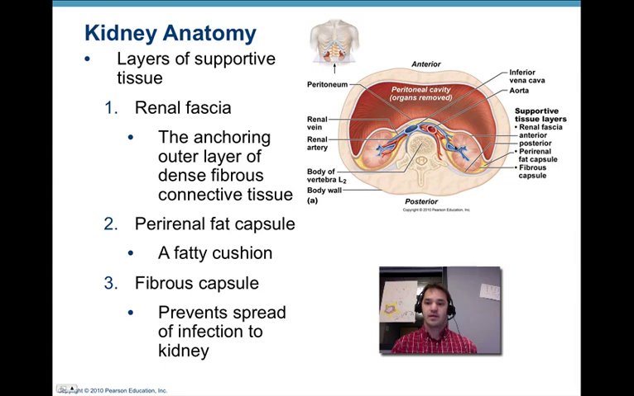And then the kidneys are surrounded by a fibrous capsule. Fibrous capsule right here. And that is one thing that helps to prevent a spread of infection to the kidney, and it separates it from the surrounding tissues.